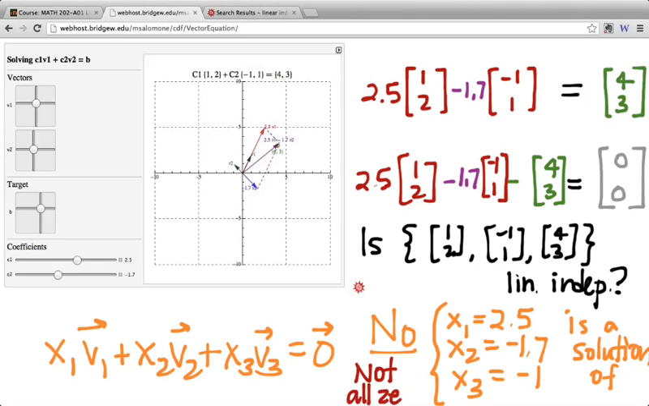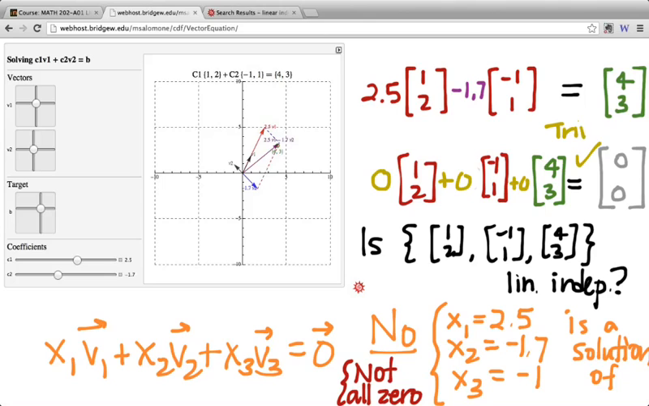So when the video says non-trivial, that's what non-trivial means: these are not all 0. Because as was said in the video, it's easy to come up with some solution of this homogeneous equation, the equation with 0 on the right-hand side. We could just put 0 for all of our coefficients: 0 times (1, 2), plus 0 times (-1, 1), plus 0 times (4, 3). That always works.